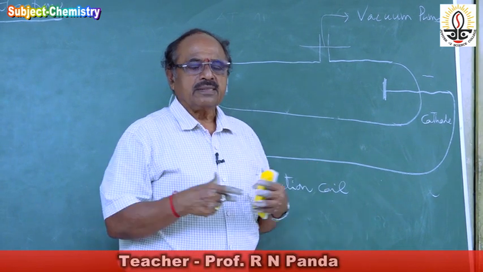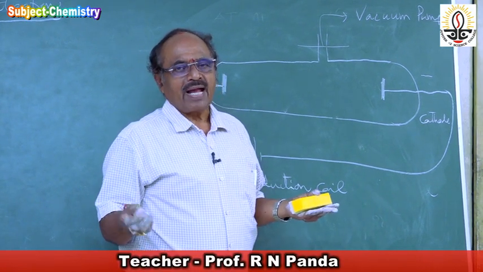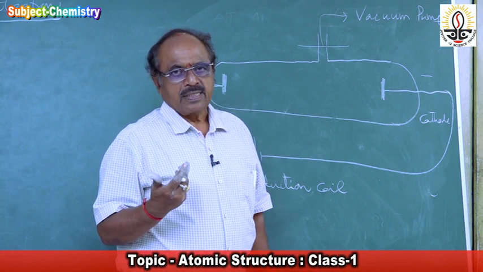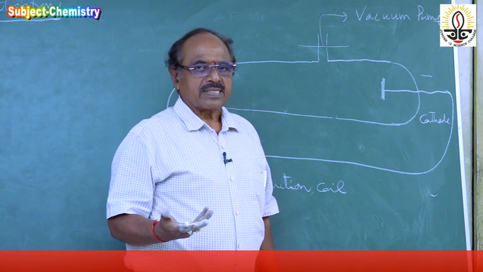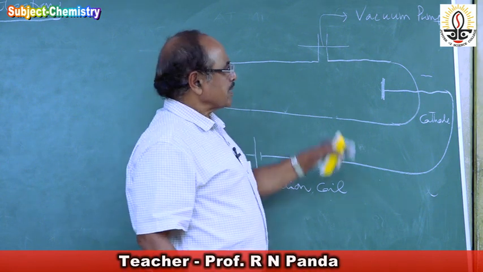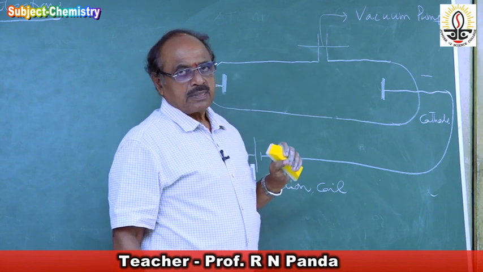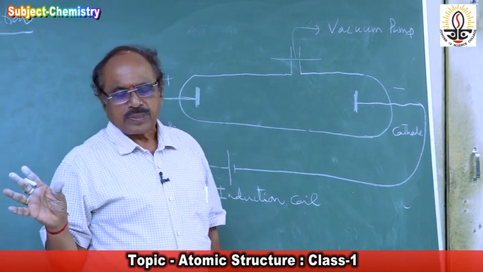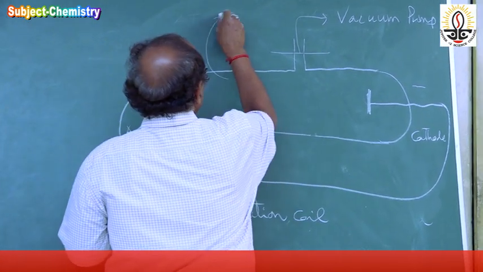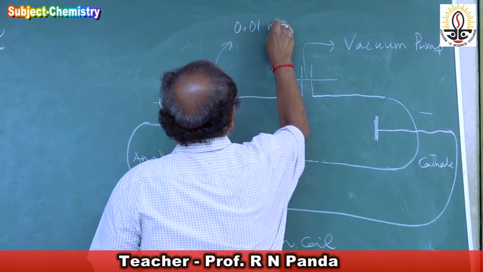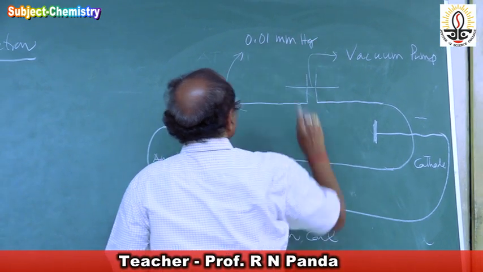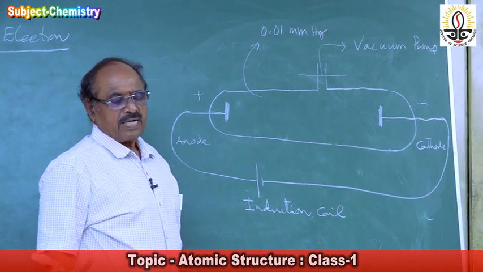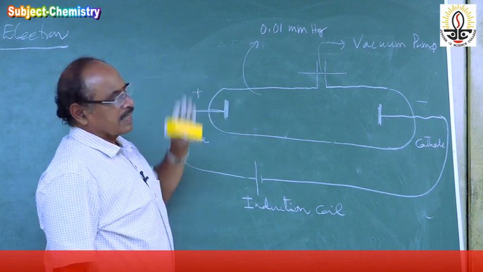Because of their collision against the walls of the container and against themselves, they generate a pressure, and that is the pressure of the gas. That pressure was decreased by the vacuum pump. They went on decreasing the pressure of the gas. Generally pressure is 1 atmosphere, which is 760 mm of mercury. So they decreased the pressure to about 0.01 mm of mercury.